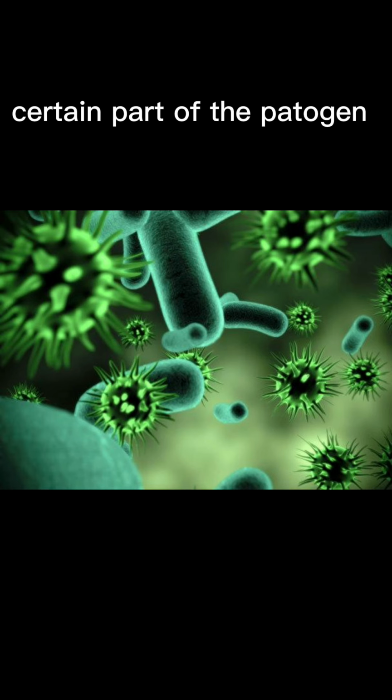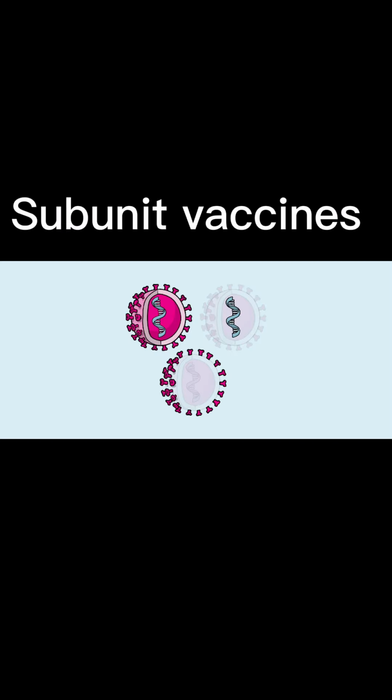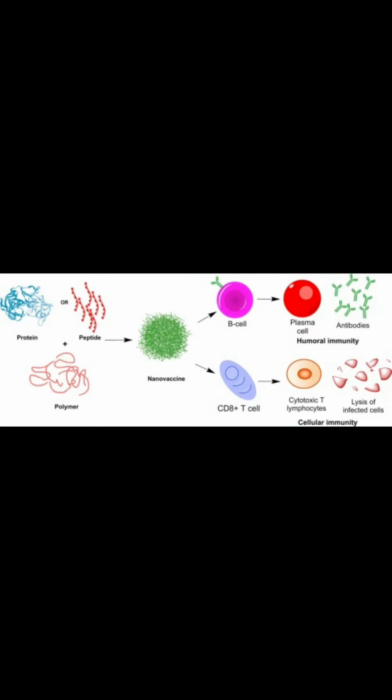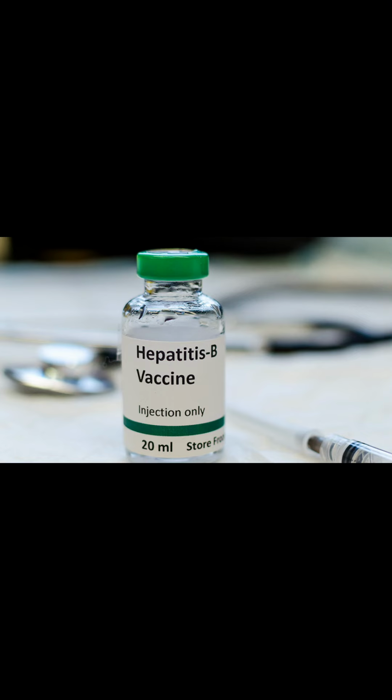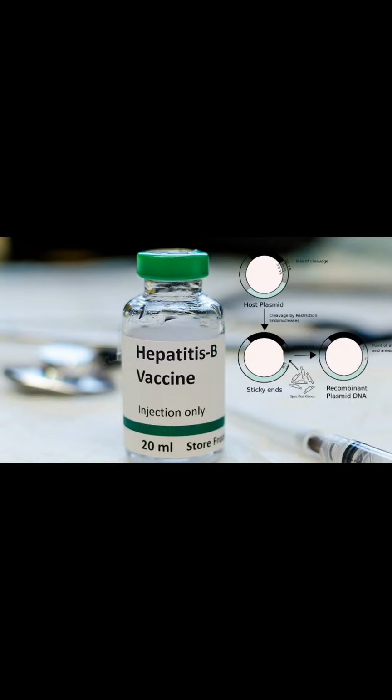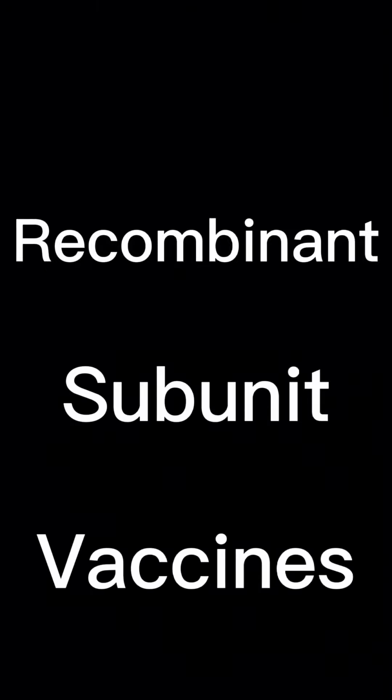The next type is those who use a certain part of the pathogen, also called subunit vaccines. They use a protein or antigen of the microorganism. They cause a very strong temporary immune response. An example is the vaccine against hepatitis B. Some of these are created using recombinant DNA technology, producing the so-called recombinant subunit vaccines.